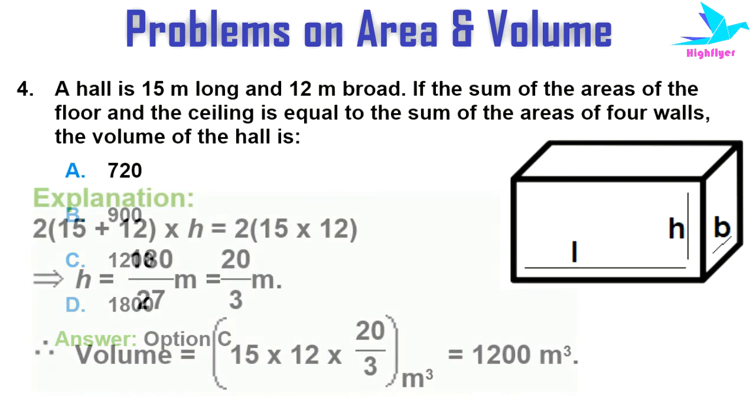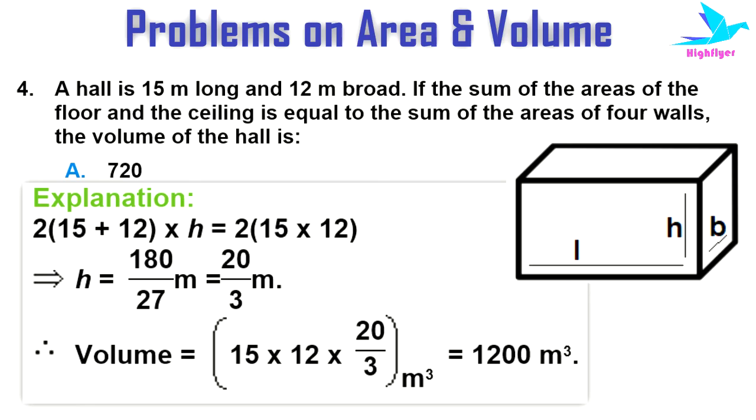Let's see how. Now according to the question, area of 4 walls equals length plus breadth into 2 into height. Or you can say the perimeter into height. And area of the floor and ceiling equals 2 into 15 into 12, or 2 into length into breadth.